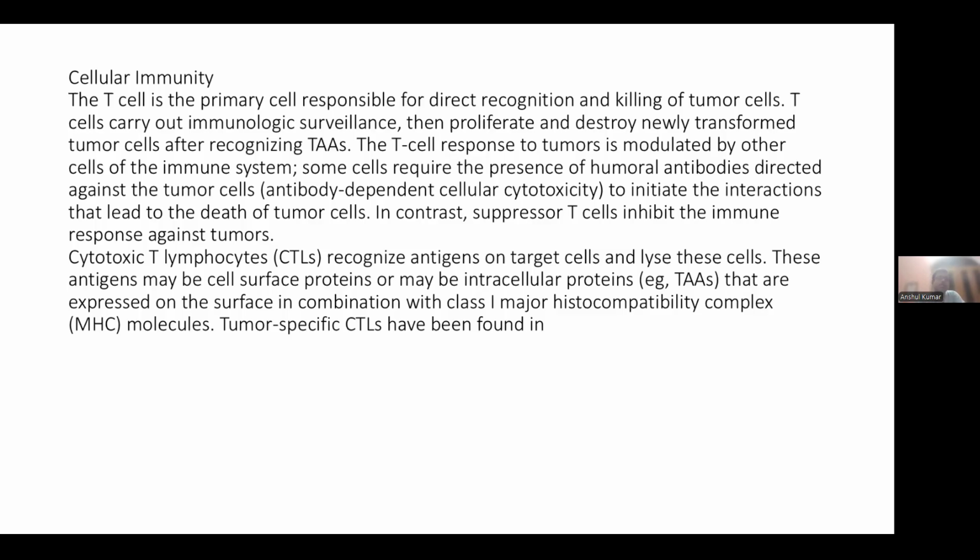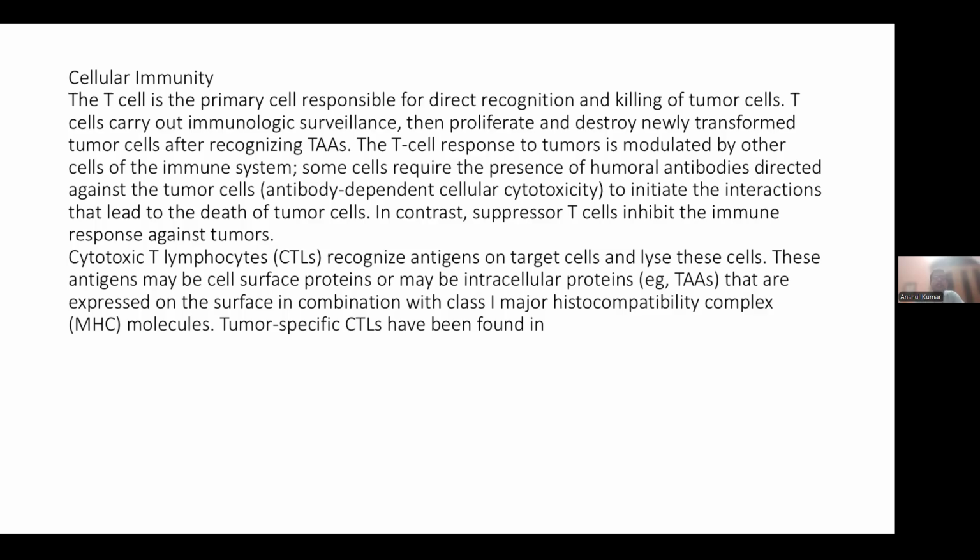Cytotoxic T lymphocytes recognize antigens on target cells and lyse these cells. These antigens may be cell surface proteins or intracellular proteins that are expressed on the surface in combination with class 1 major histocompatibility complex.